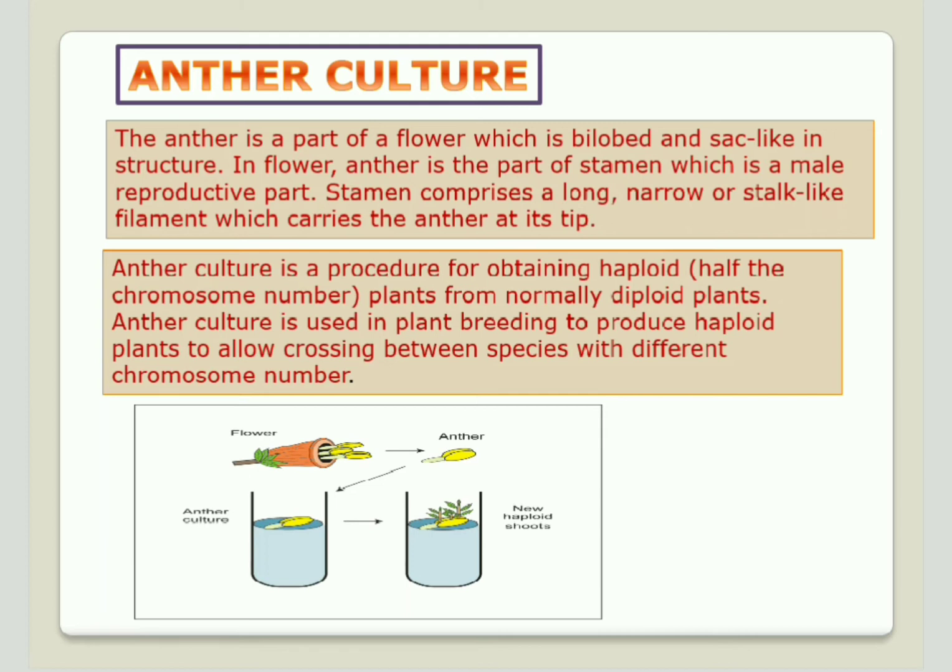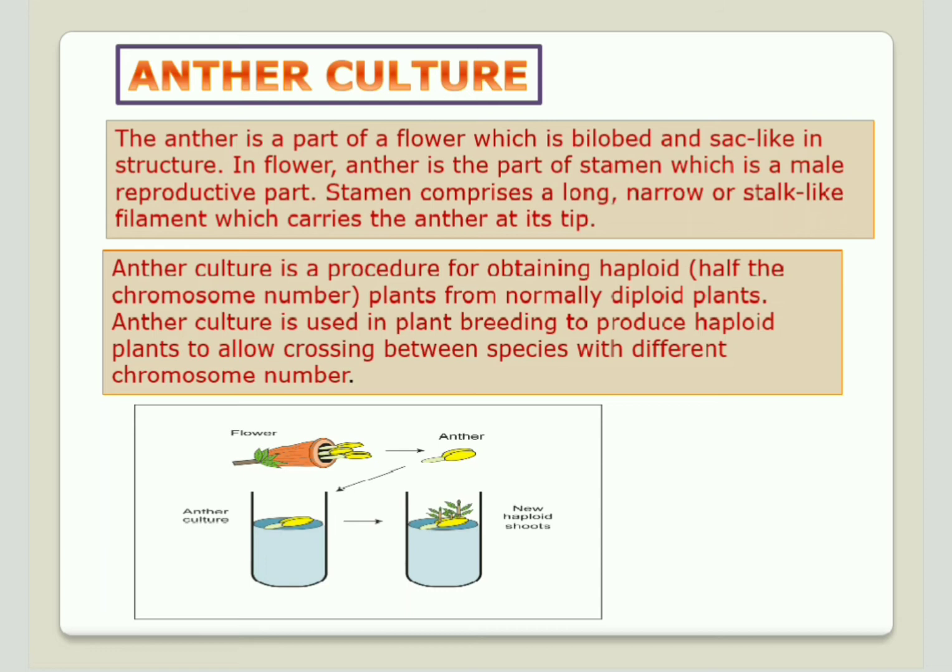It is a procedure for obtaining haploid plants from the diploid ones. In plant breeding, it is used for obtaining haploid plants, by crossing between species with different chromosome numbers.